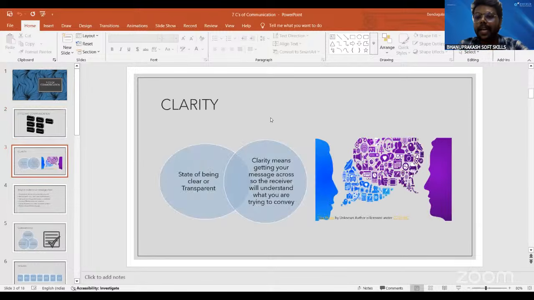So the first thing is clarity. The state of being clear or transparent. That means the clarity should be with our words as well as with our voice. As voice is a medium that happens between two people, whatever voice you are using, you need to pronounce each and every word clearly. As we already discussed a situation, for and from, and how that ultimately affected a person's life, like a patient's life.